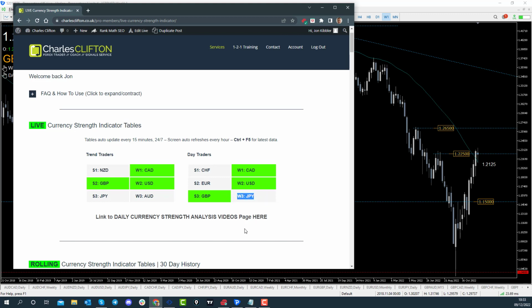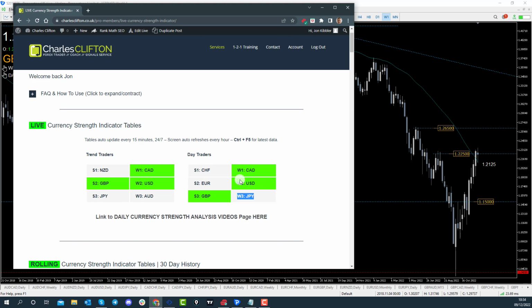Now you can see here the yen appears twice on the tables, but it's not highlighted in green. That's because there is no confluence between the higher time frame and the lower time frame, because they're on opposite sides of the table. I'm actually going to jump into cable and pound CAD today. These are the highlighted currencies. We're going to have a little look at those.